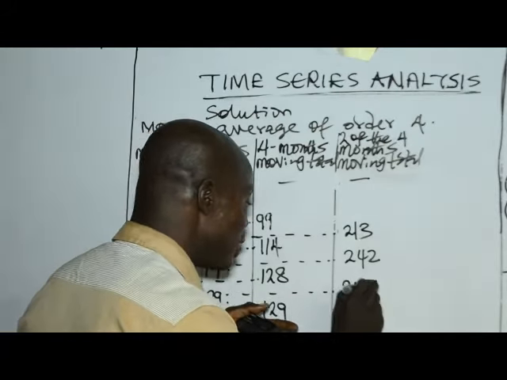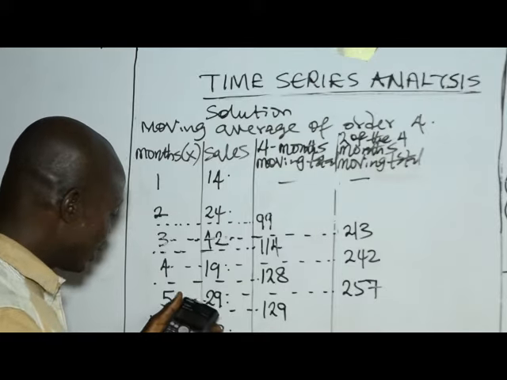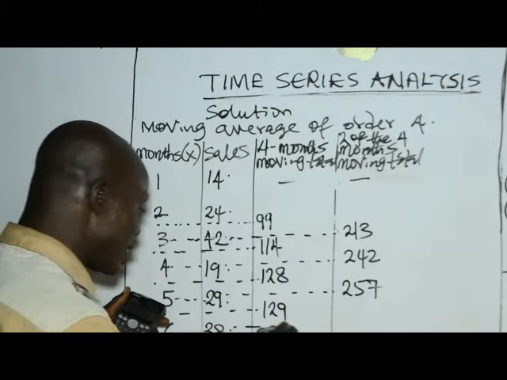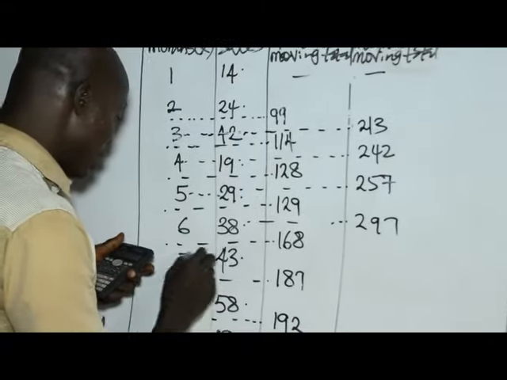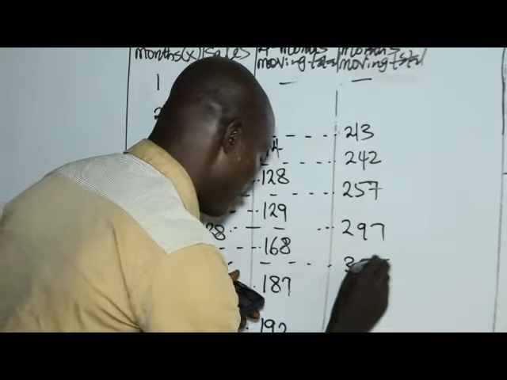Then you have 129 plus 168. And that is 297. You put it where you have 6. Since 6 is in between that. That is 297. Then you also have 168 plus 187. That gives us 355. So the number in between is 7. So you put it where you have 7. That is 355.